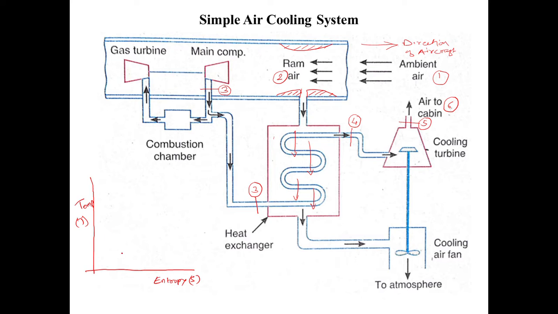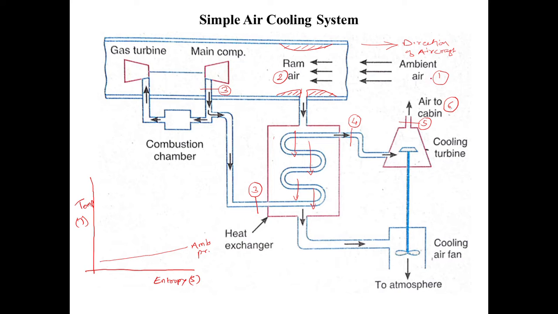Whenever you need to draw the TS diagram, you should understand at what points the pressure is going to change. So I need to draw the pressure lines first, which will make it easy to draw the TS diagram. Starting with point number 1, I know that point number 1 is at the ambient condition, so the ambient will have some pressure. This is the line I am showing for the ambient pressure.